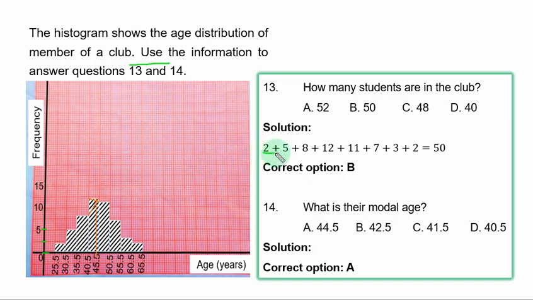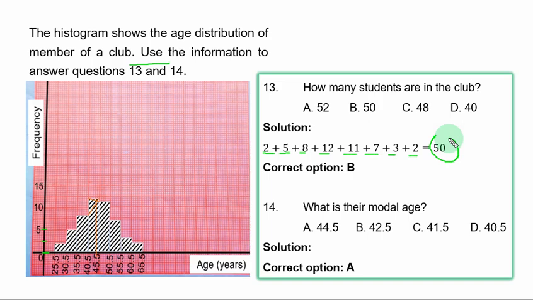The second bar is 5. The third bar is 8. The next is 12, followed by 11, then 7, 3, and 2. When you add all together, you have 50 students in the club. So B is the correct option.